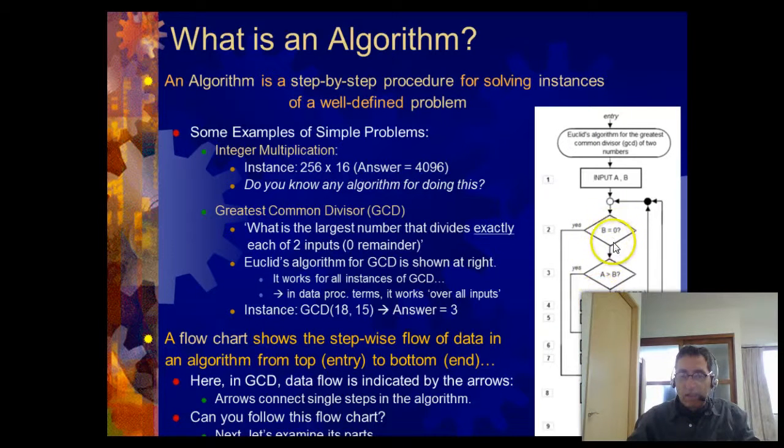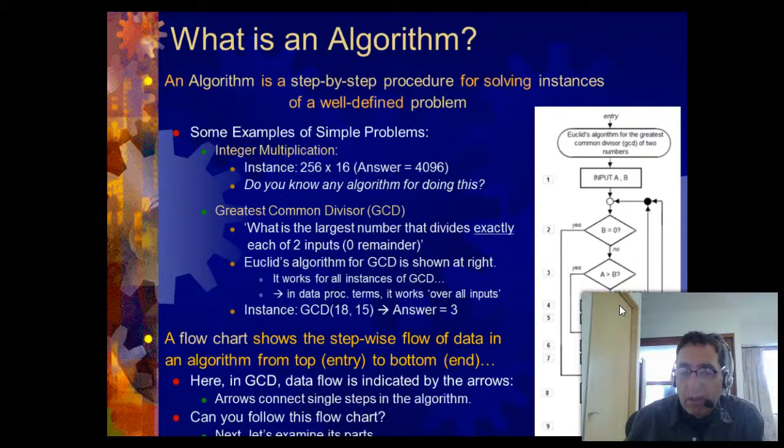But okay, if it's not 0, then the first thing we do is we check, is a greater than b? If it's not, then what we're going to do is take b minus a and make that the new b. So let's see, what were the numbers we said? 10 and 12. So suppose a is 10 and b is 12. Is a greater than b? No. So then we're going to take b minus a.